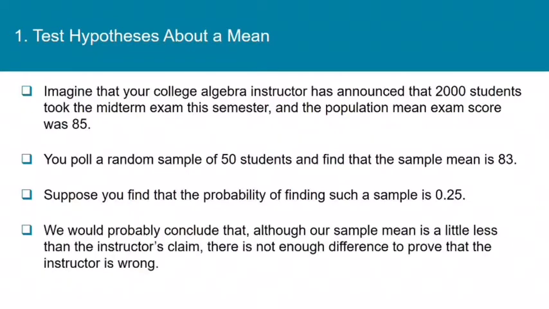So I think in this case, we would say that the likelihood of obtaining this type of sample from this type of population is a relatively high probability. And so we would conclude that although our sample mean was a little less, there's not enough difference between our sample mean and the instructor's claimed population mean to prove that the instructor is wrong.